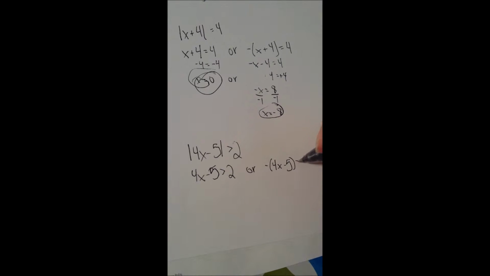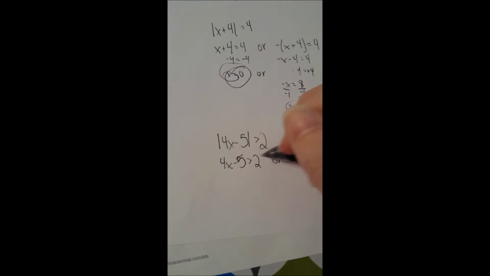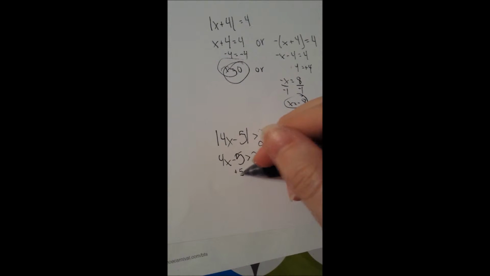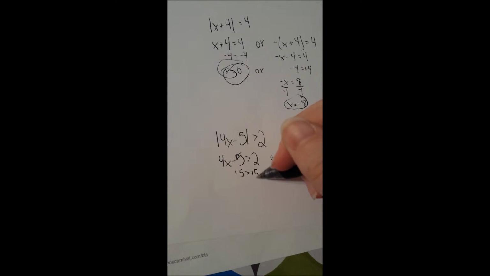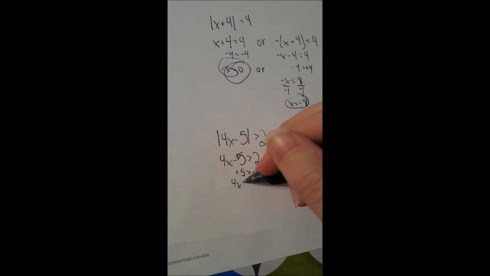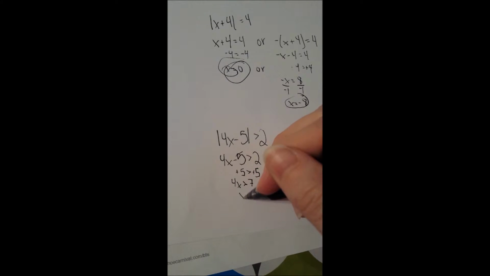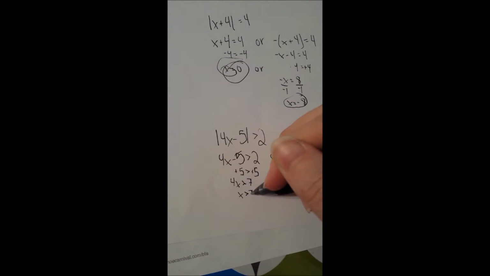So on the first side, we'll have 4x minus 5 is greater than 2. First, you can add 5 to get 4x is greater than 7. Then you can divide by 4 to get your answer, x is greater than 7/4.